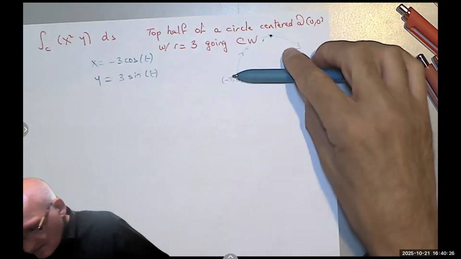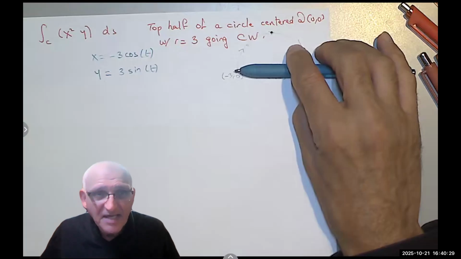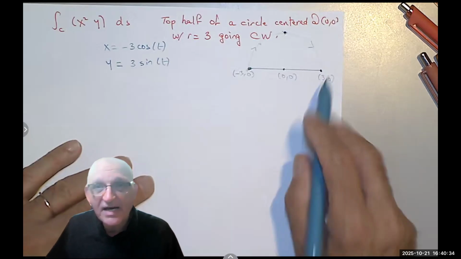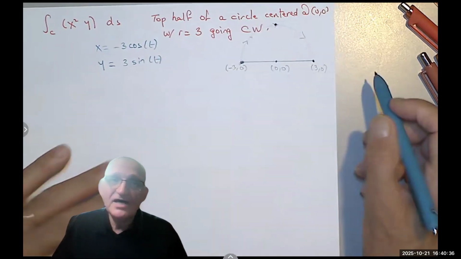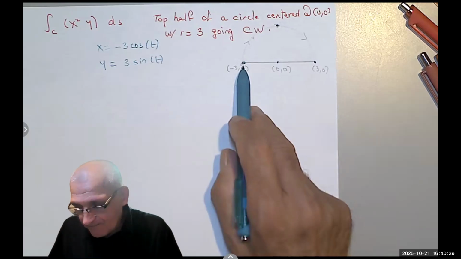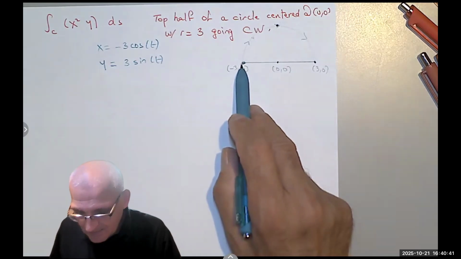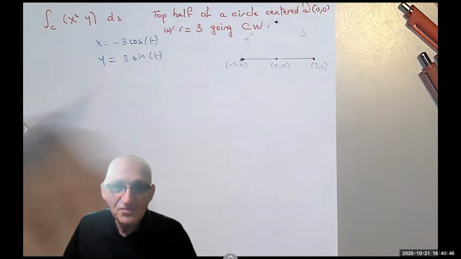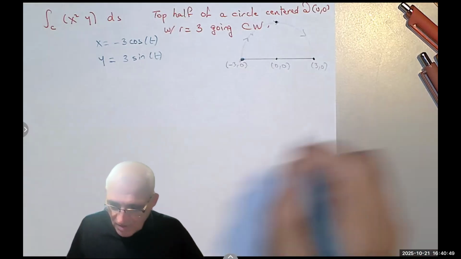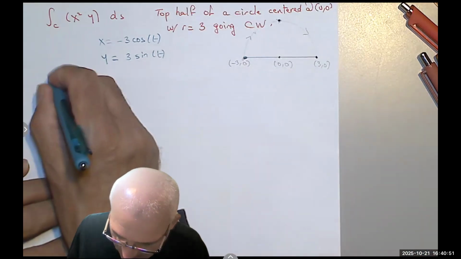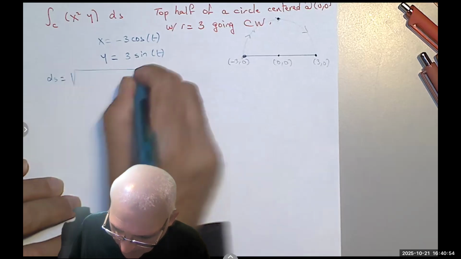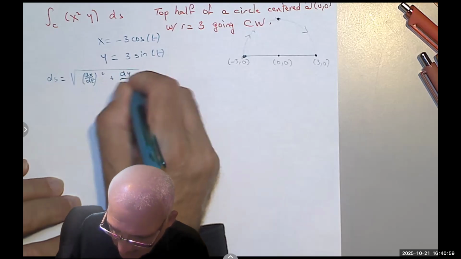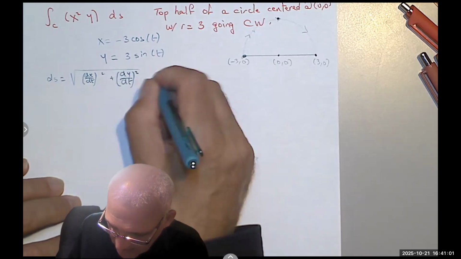I can say this is negative pi, and this is 0, and this is positive pi. But since I'm going clockwise, you can see how, again, it really depends on how you want to do it. So here, first of all, I'm going to say ds equals the square root of dx dt squared plus dy dt squared dt.